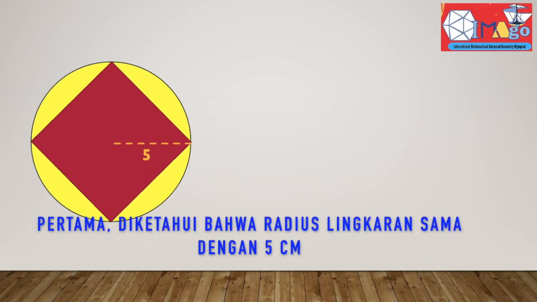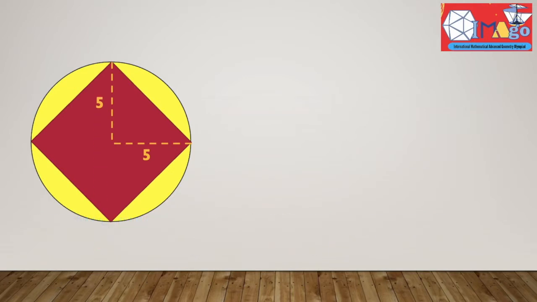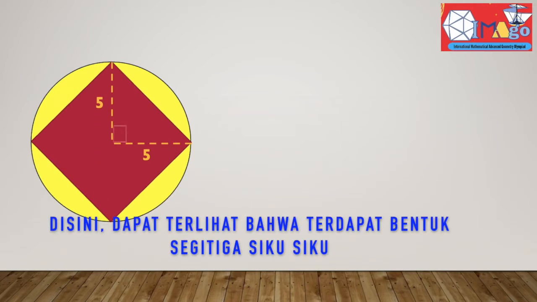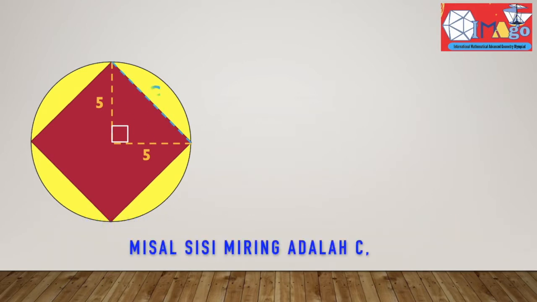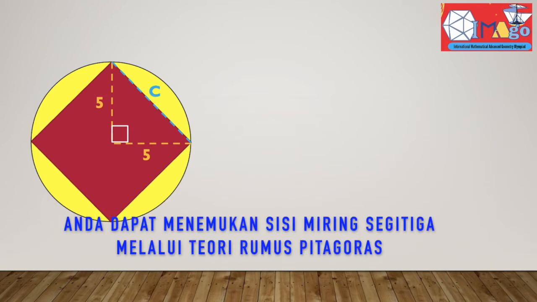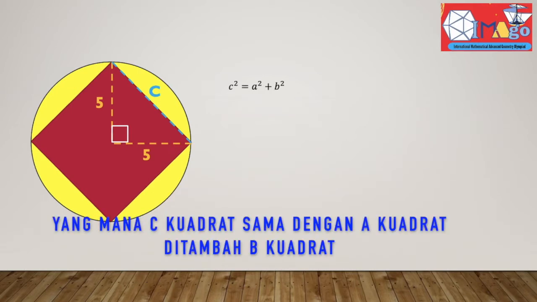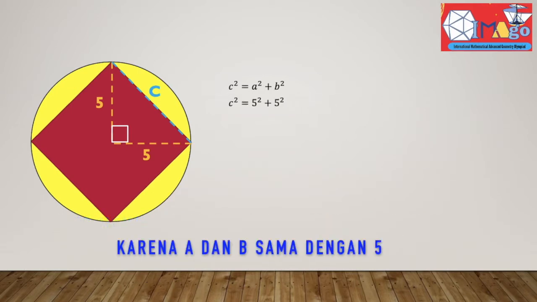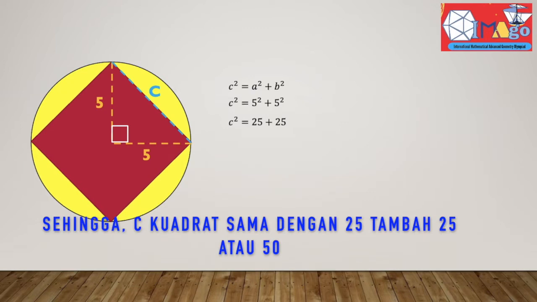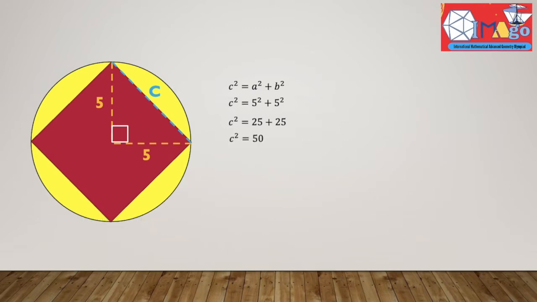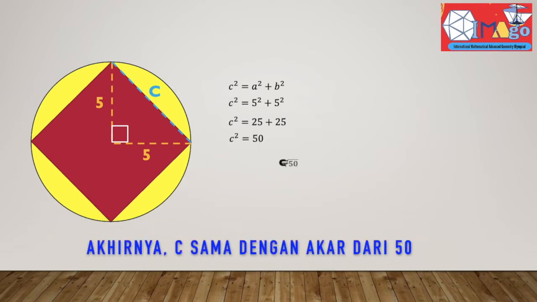Firstly, you know that the radius of the circle is 5 cm. Here, you can realize that it is a right angle triangle, and you can find the side of the square just by finding the hypotenuse of the triangle. Suppose that the hypotenuse is c. You can find it using the Pythagorean theorem, where c squared is equal to a squared plus b squared. Hence, since a and b are 5, c squared is equal to 5 squared plus 5 squared, and therefore c squared is equal to 25 plus 25, or 50. Finally, c is equal to the root of 50.